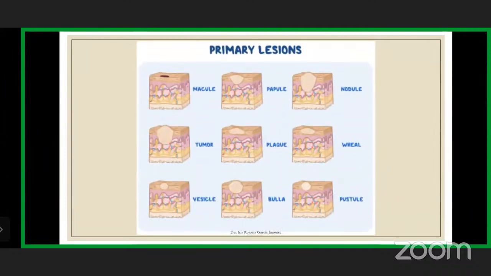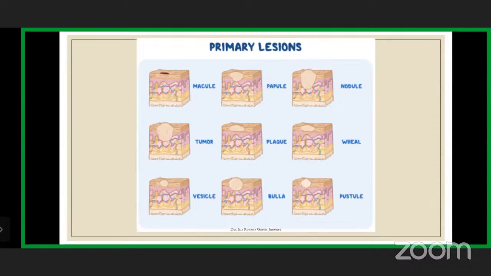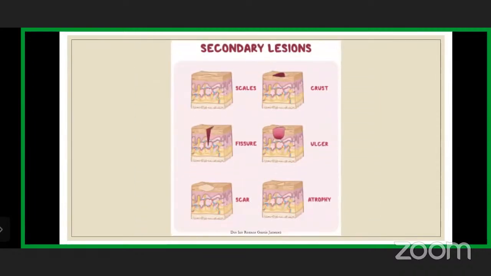In this slide, I'm showing you primary lesions, the most common ones. In any book of dermatology, you can find this classification, this description with pictures, because it's easier to understand that way. We have the macule, tumor, vesicle, papule, plaque, bulla, nodule, wheal, pustule. Okay, so in that order, we're going to check more lesions. Now, secondary lesions. The scales, fissure, scar, crust, ulcer, atrophy.